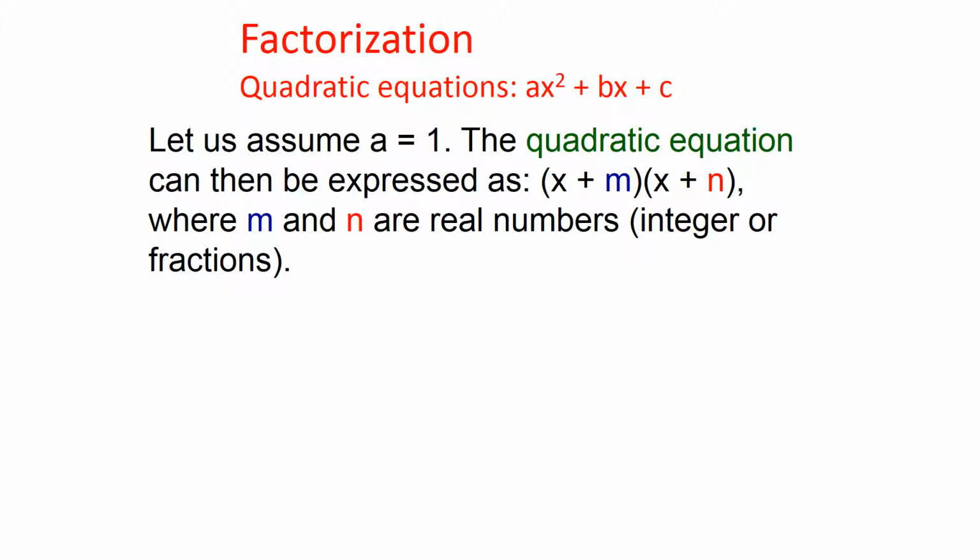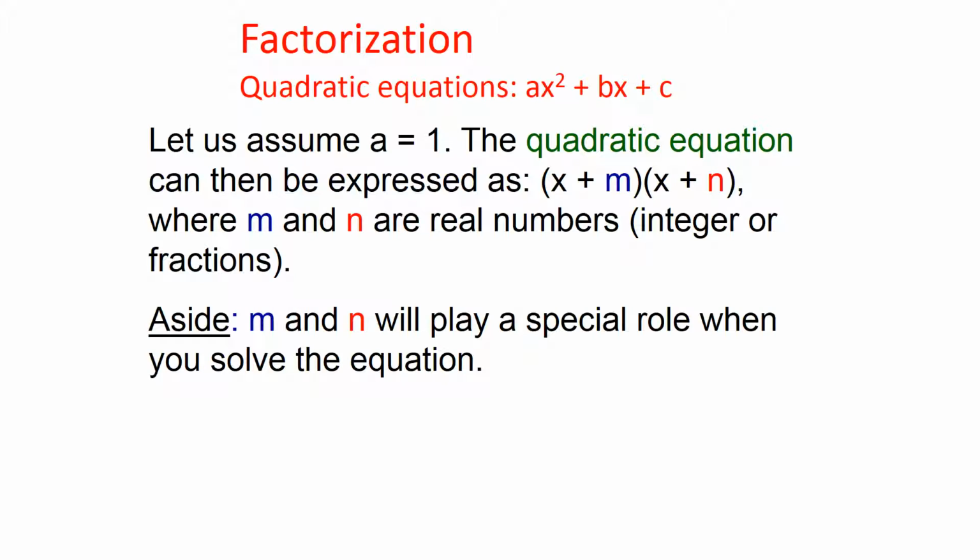Where these two numbers at the end are some number, nothing to do with x. They're just a number, and those can be whole numbers or they can be fractions of numbers. So these two numbers at the end turn out to be really critical in solving the equation. Those are important. So just to reiterate that process we did last time.